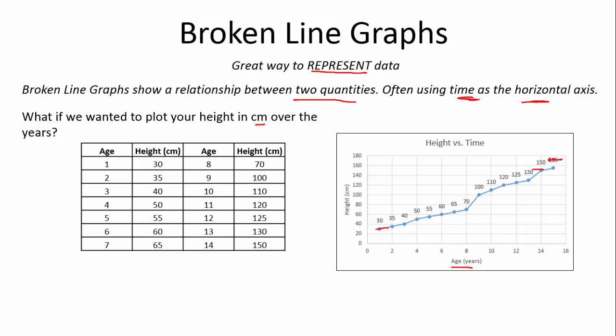Now, when you're drawing a broken line graph, firstly, you will see it's called a broken line graph because it has a whole bunch of juts around. It is not a continuous line. The next thing you'll know, you've got to fill in your axes properly. This is your height versus time. This is telling you what the graph is.